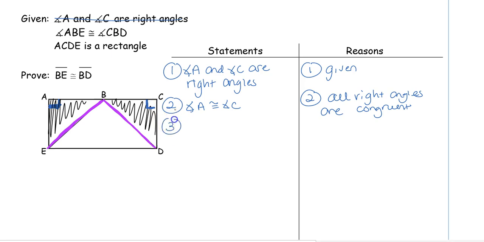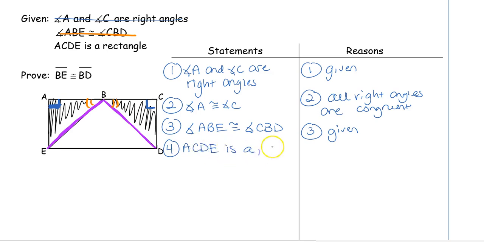We move to the next given. Angle ABE is congruent to angle CBD. Again, the only reason why I knew that was because it was given to me. Those are our favorite kind of givens because I don't have to do any work. It tells me this angle ABE is congruent to angle CBD. I get a free piece of information of congruency. Now the last one is weird. We are given that ACDE is a rectangle.